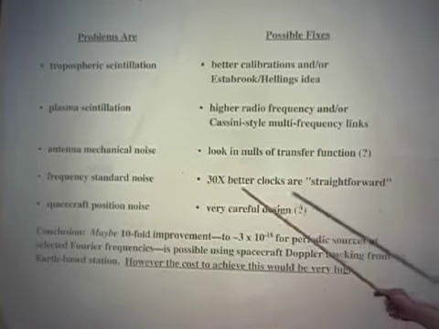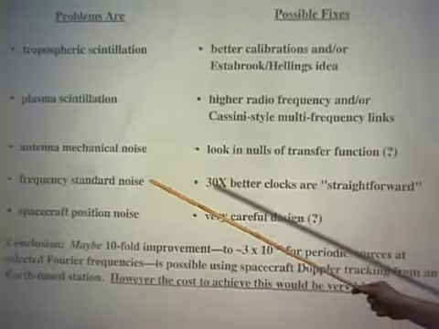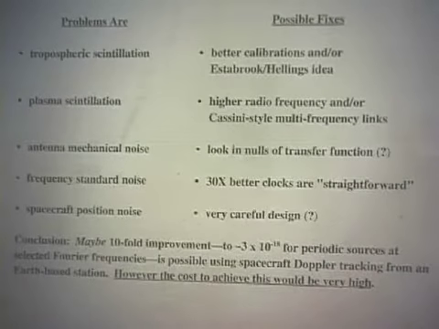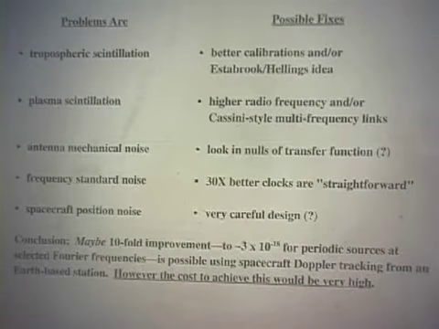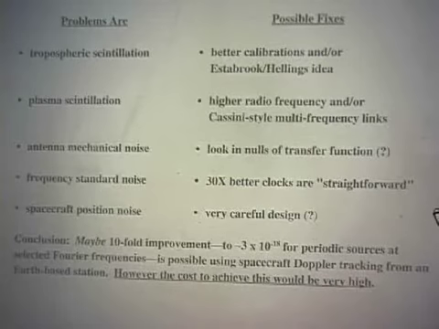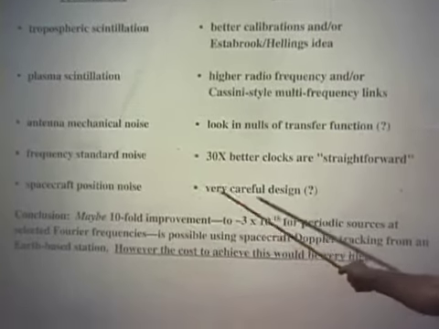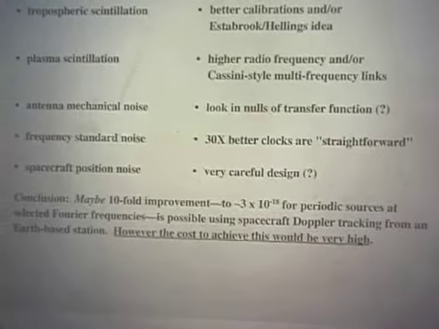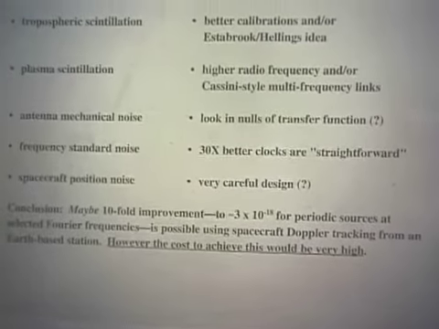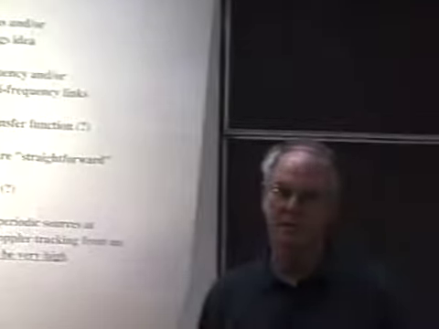Frequency, I'm told by the experts that if you only gave them money, they would give you a 30 times better clock, so that's not a problem, except insofar as you've got the money. So maybe the conclusion is that you might be able to get at selected frequencies down to several times 10 to the minus 18 with this technique, if you were willing to spend a lot of engineering effort.